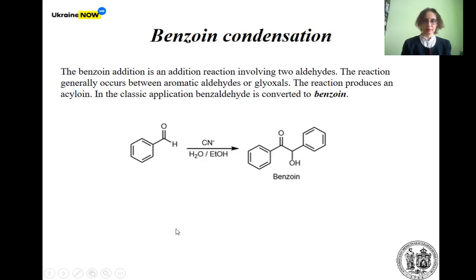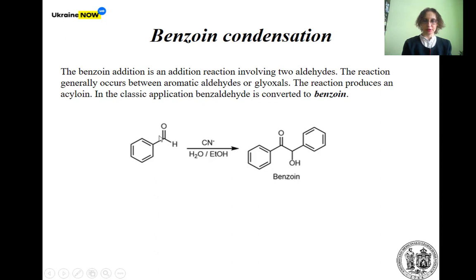Benzoin condensation, the same is possible for aromatic aldehydes in the presence of cyanide anions. And the result looks as if two aldehydes react with each other head to head. If we name this aldehyde group the head, yes, head to head.